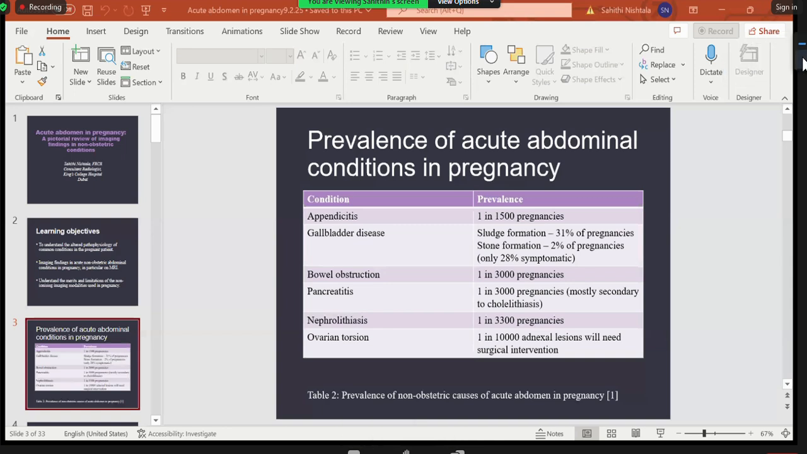So we'll start again. This is where there was a problem. This is just a slide on the prevalence of acute abdominal conditions in pregnancy. As in the non-pregnant population, appendicitis is the most common, with gallbladder disease and pancreatitis, usually secondary to gallstones, being the common ones. Bowel obstruction, although rare, is becoming more frequent because of more women with previous surgeries or high risk getting pregnant.